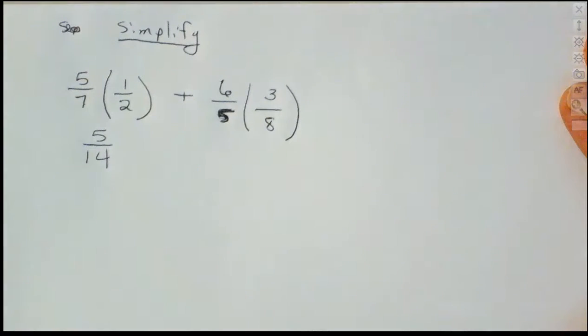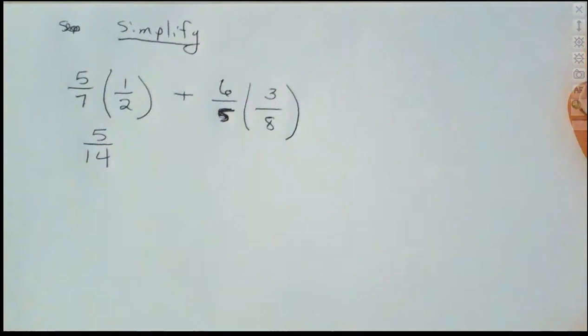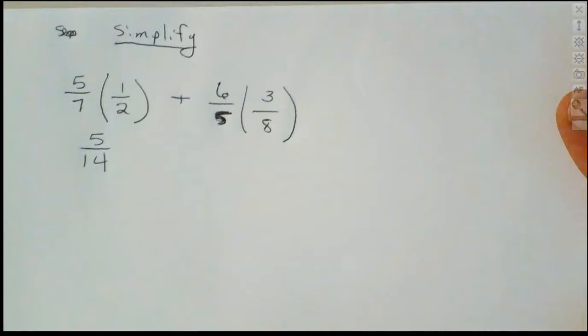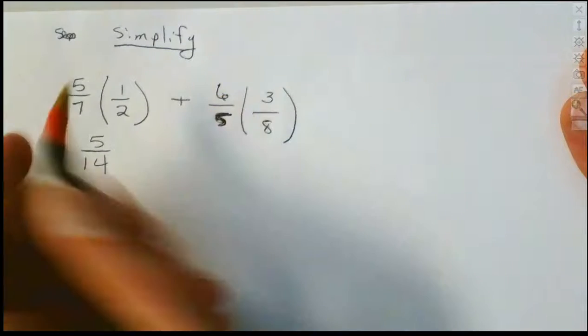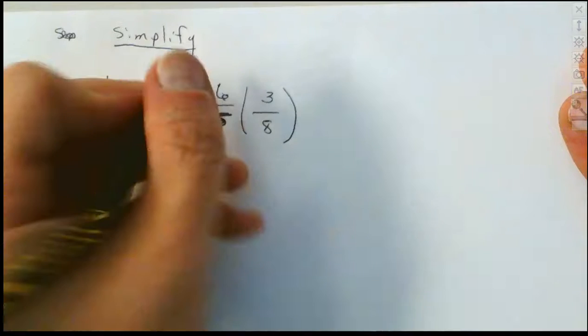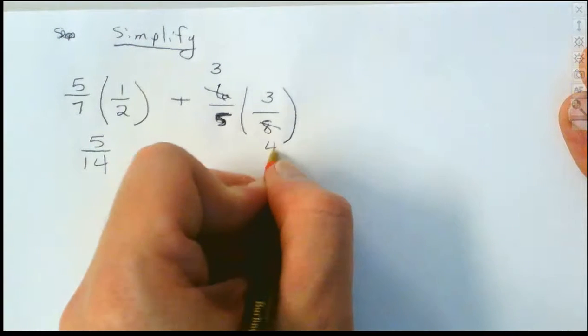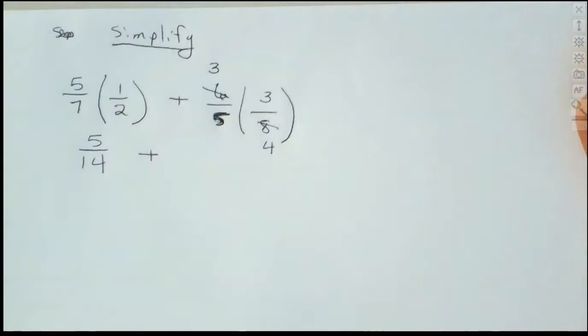The next one. When we look here, now we can either multiply across and reduce at the end, or we could cross cancel, which I think is probably going to be easier. So we look at the 6 and the 8. Well, 6 and the 8 have a 2 in common. So since they both have a 2, we can reduce that down to a 3 and a 4.